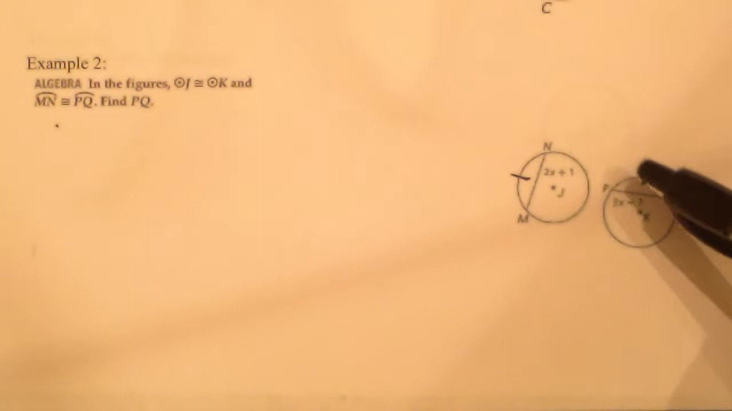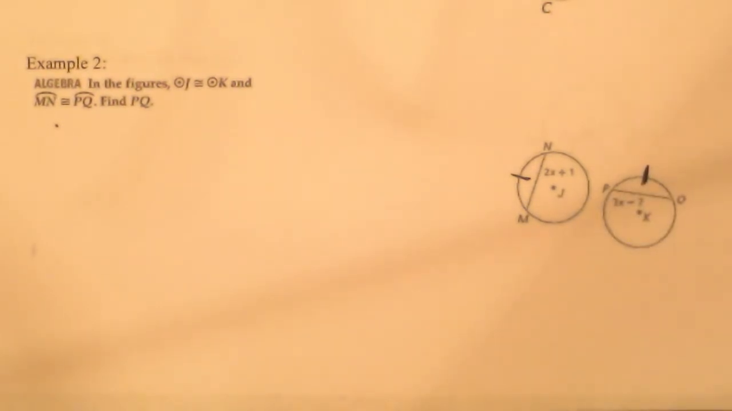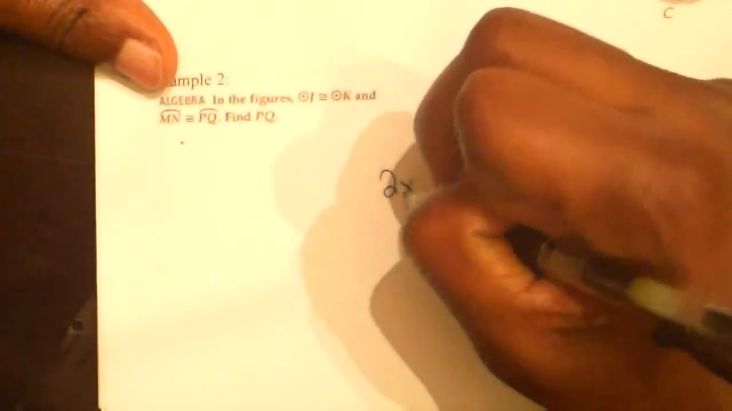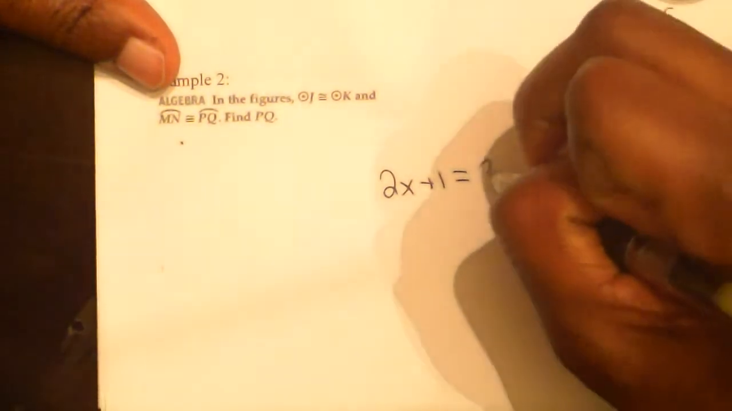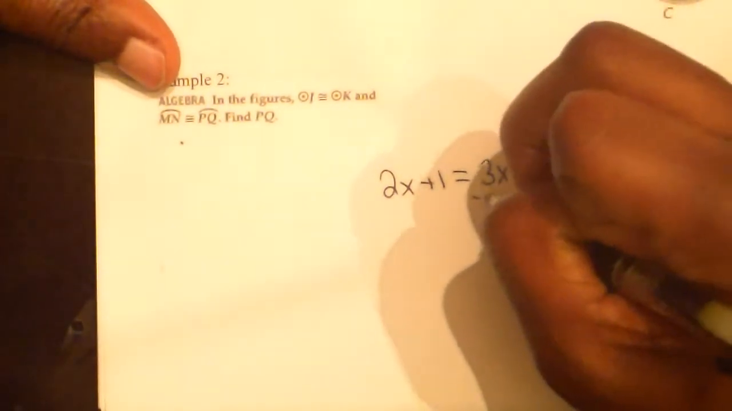We know that if the arcs are congruent, then the what? You said it. The chords are also congruent. So if we look at the chords, they're given measurements. And so basically we're going to do what with those two? Yes, you're right. Set them equal to each other. So we have 2x plus 1 is equal to 3x minus 7.